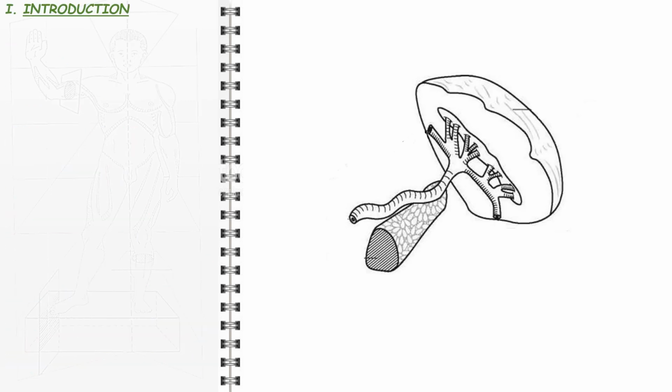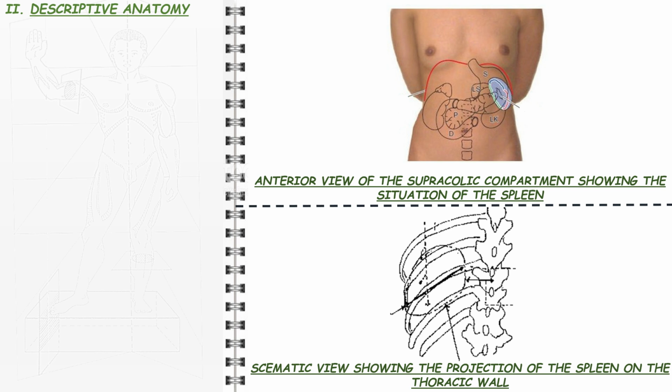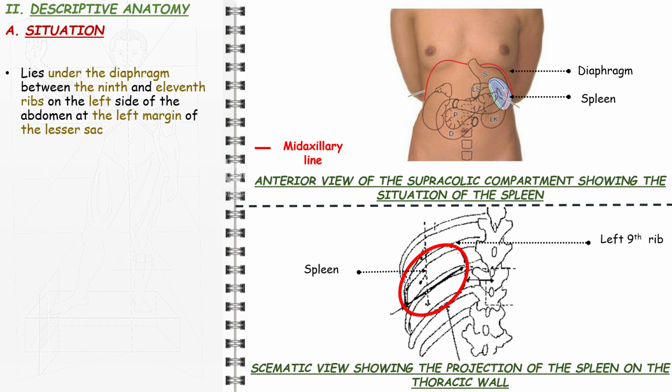The spleen, the largest of the lymphoid organs, is situated in the left hypochondrium. Although it is not part of the alimentary tract, it drains to the portal venous system. It constitutes a blood container that has a major role in hematopoiesis and immunity. The spleen lies under the diaphragm between the 9th and 11th ribs on the left side of the abdomen, at the left margin of the lesser sac. Being developed in the dorsal mesogastrium, the spleen projects into the greater sac, surrounded by peritoneum of the original left leaf of the dorsal mesogastrium.